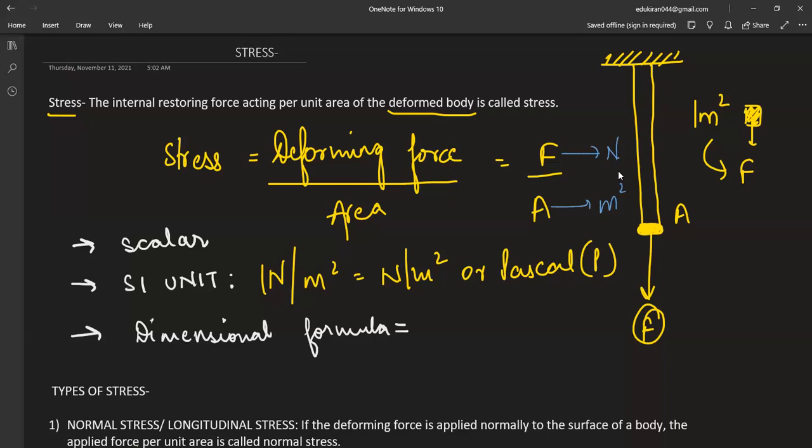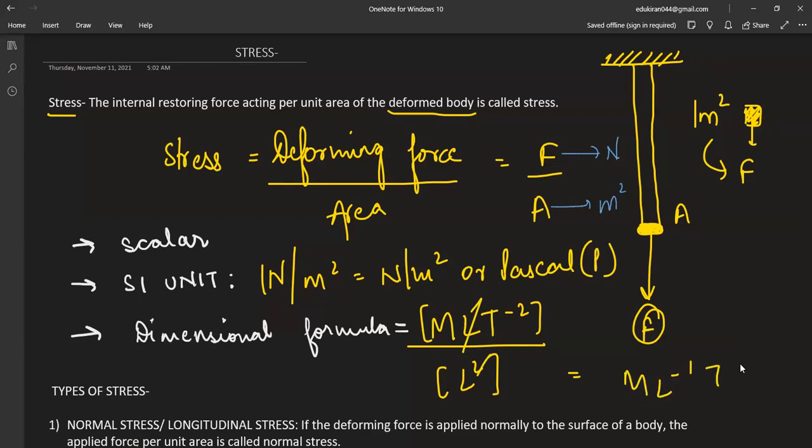Coming to the dimensional formula. The dimensional formula of force: force is mass into acceleration. Acceleration is L t to the power minus 2. Area is L square. Length will be cancelled. So this becomes M L to the power minus 1 t to the power minus 2. So this is the dimension. This can be asked here also, and this can be asked in your unit 1.